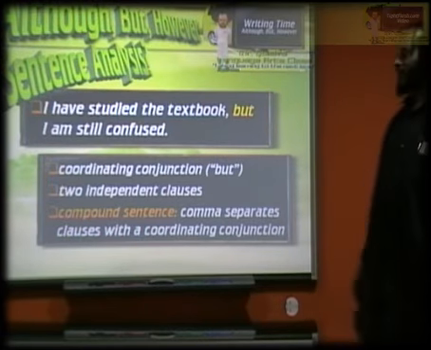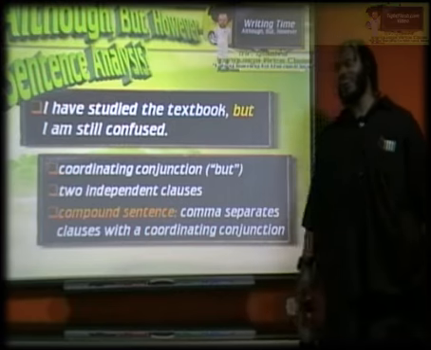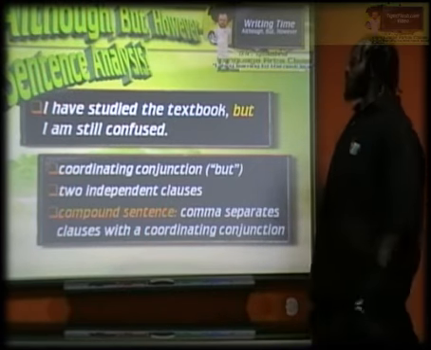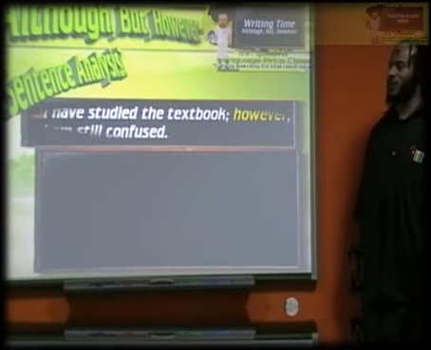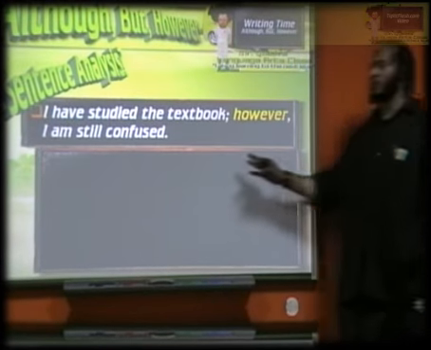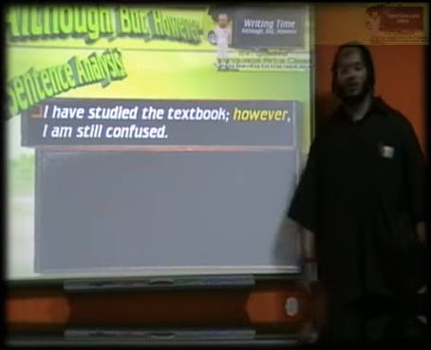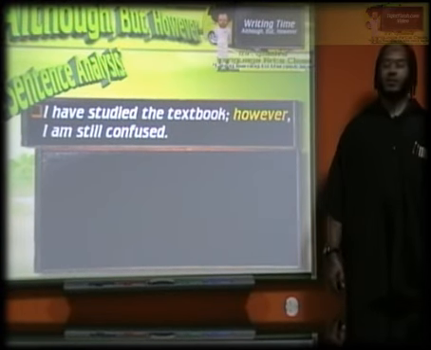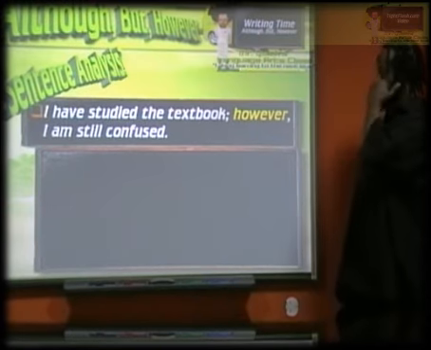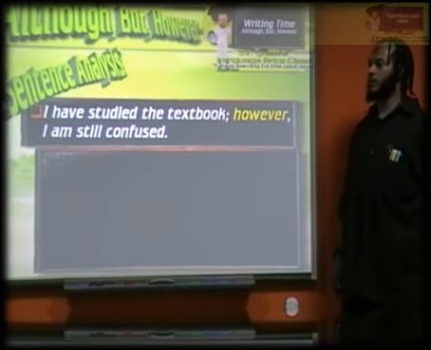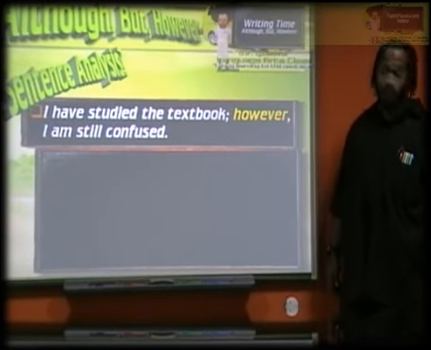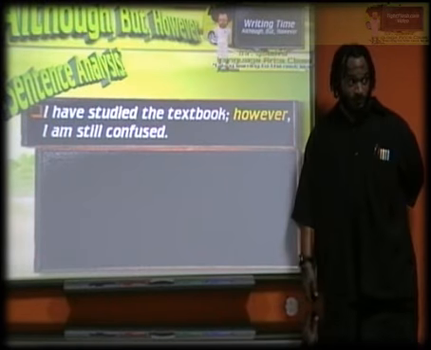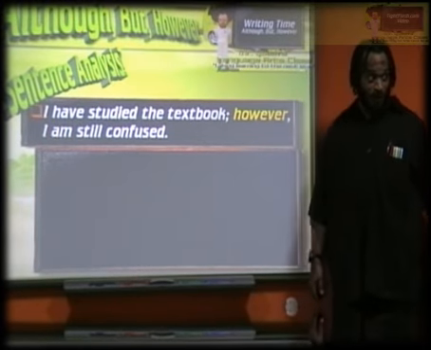Okay. All right. It's always another day. I'm going to scream if you don't get these. And I'm going to give you more sentences than you can ever possibly write if you don't get this one. "I have studied the textbook. However, I am still confused." They're both independent clauses. And "however" is a conjunctive adverb. And it's compound? It's a compound complex?